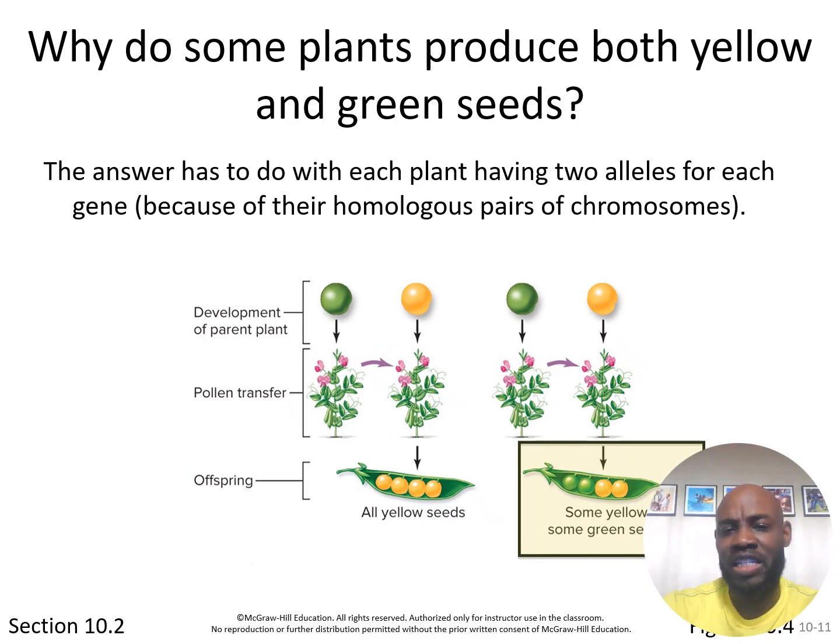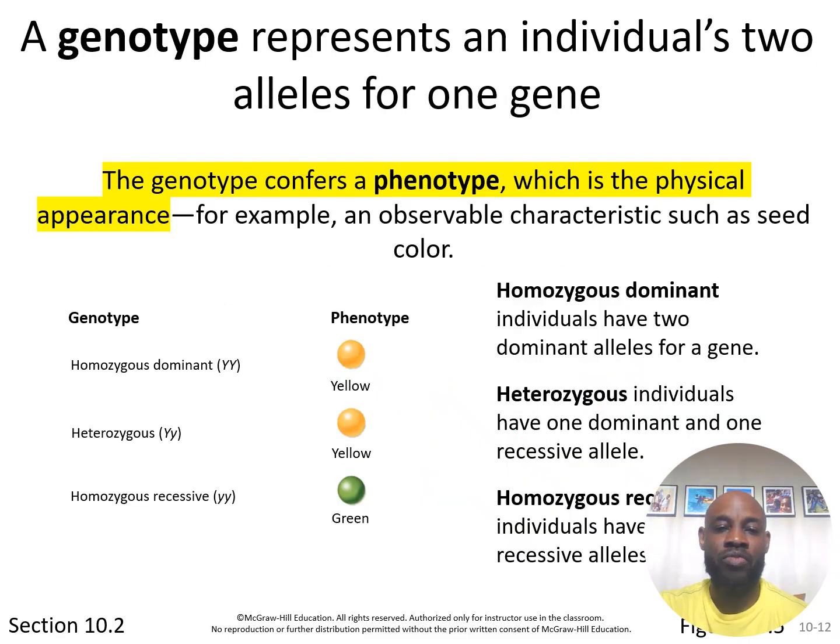So why do some plants produce yellow, some produce green, and some produce yellow and green? The answer has to do with the two alleles for each gene because of the homologous pairs of chromosomes. We have two ways you can get a yellow plant, but only one way you can get a green plant. This is where we have the terms phenotype and genotype. Genotype is the actual DNA, whereas phenotype is what we actually see.